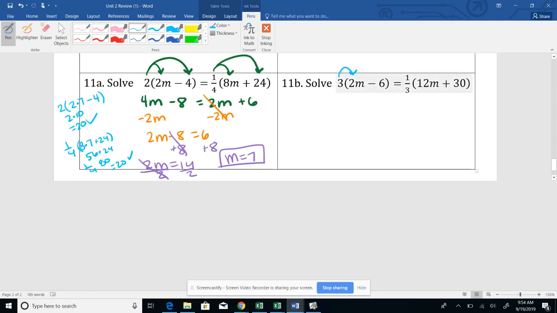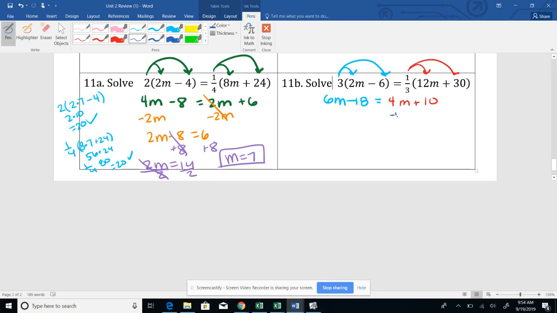Okay, last one, distribute. We get 6m minus 18. And then I'm going to distribute on this side. A third of 12 is 4. 1 times 12 is 12. Divided by 3 is 4. And 1 times 30 is 30. Divided by 3 is 10.